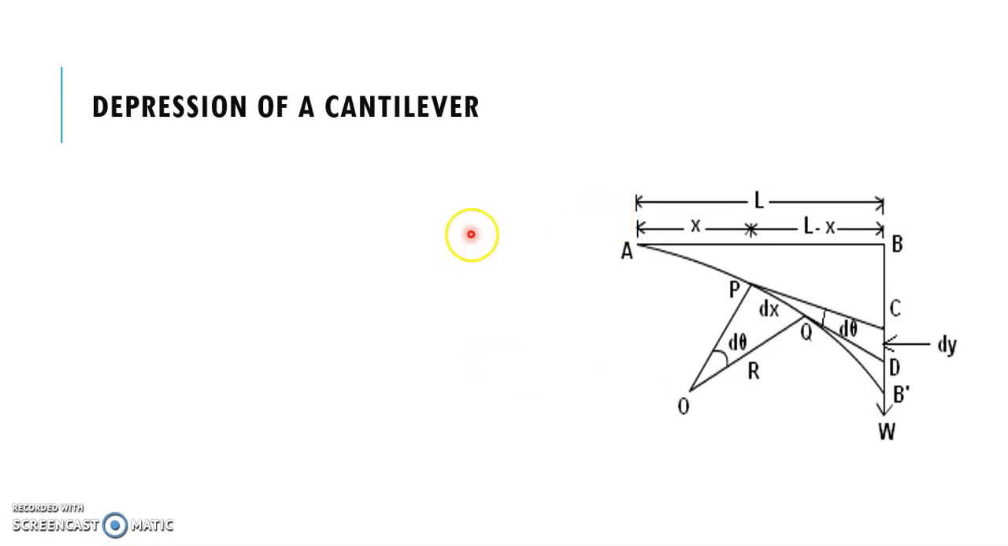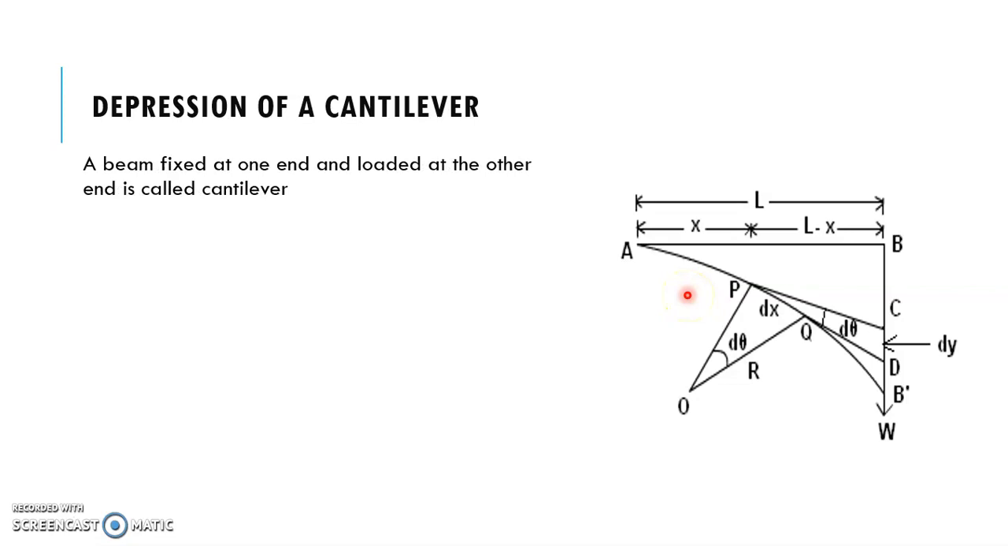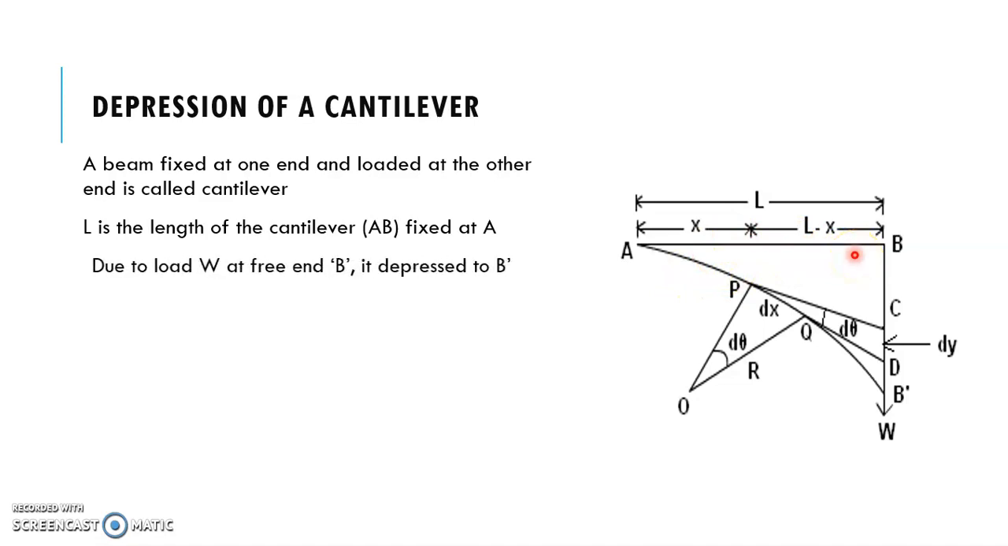First one, depression of cantilever. First, you should know what is meant by a cantilever. A beam fixed at one end and loaded at the other end is known as a cantilever. Let us consider a beam of length L, that means AB is equal to L. L is the length of the cantilever fixed at A, and a load is applied at the free end of the beam at B, and the beam bends from B to B dash.